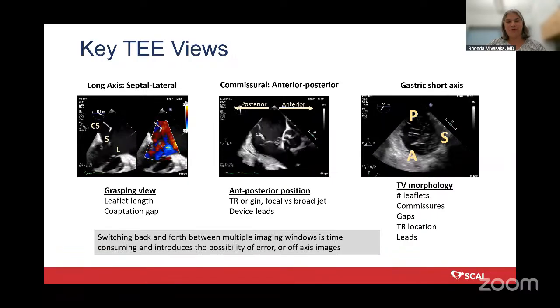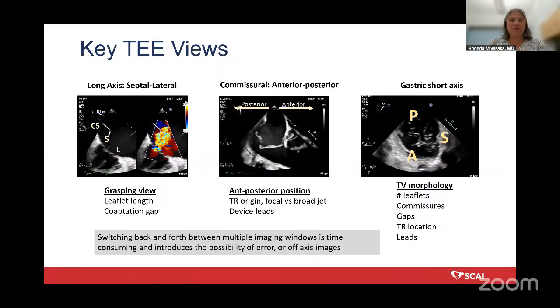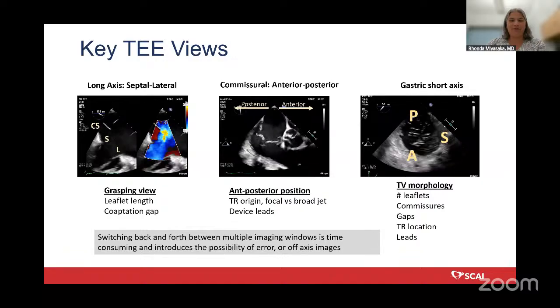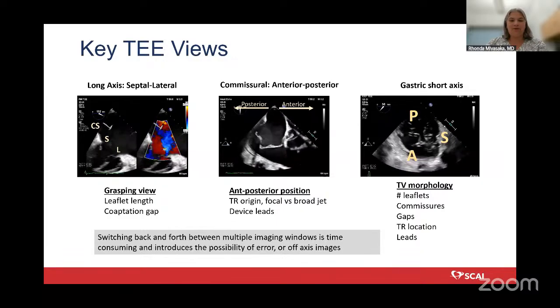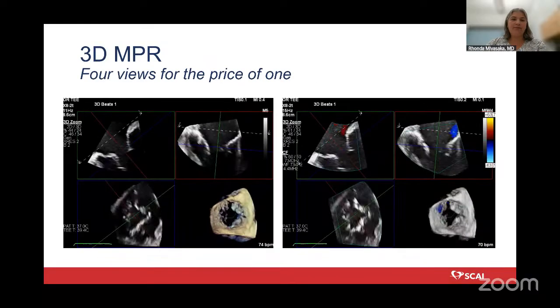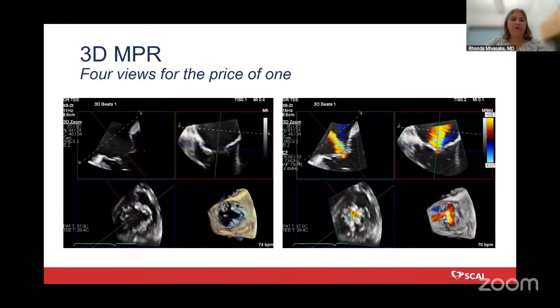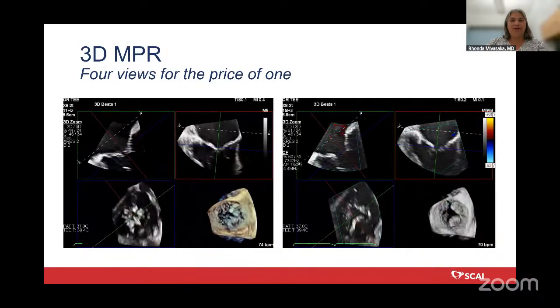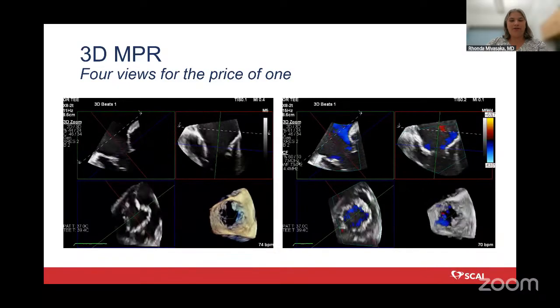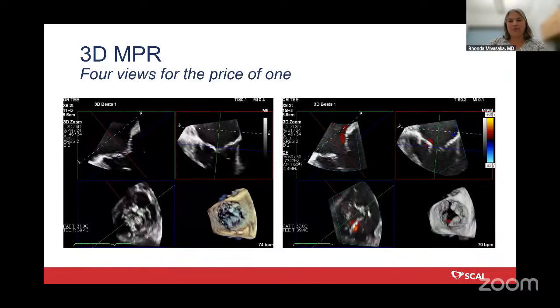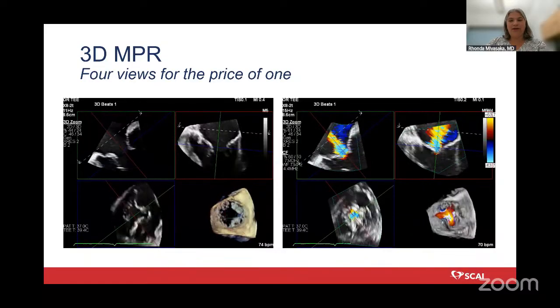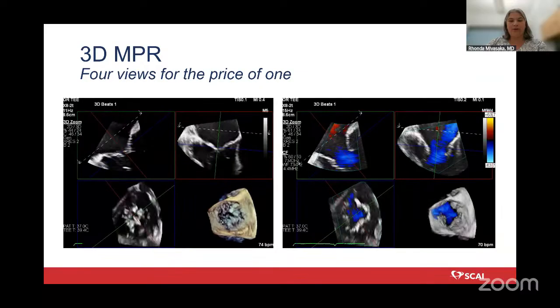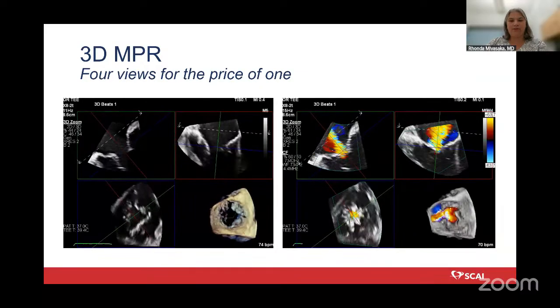Anyone who knows me, though, knows that I love working in 3D imaging. That's because switching back and forth between multiple imaging windows can be time consuming, and it also can introduce the possibility of error or off-axis imaging. And so I use a lot of 3D multiplanar reconstruction. We get 4 views for the price of 1. We get our septal lateral view, an anterior posterior view, our short axis view, and then our 3D en face view. And by turning color on and off, we can really get a good sense of where the TR is and what the mechanism is.